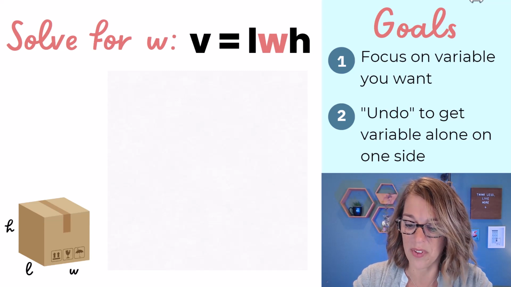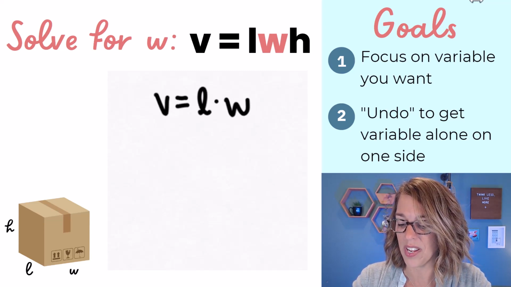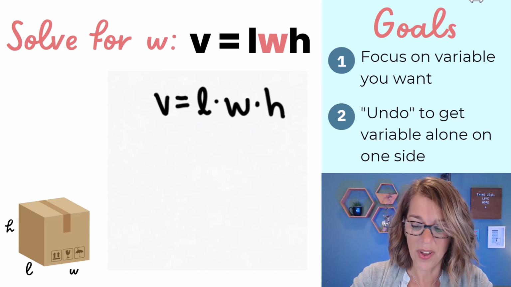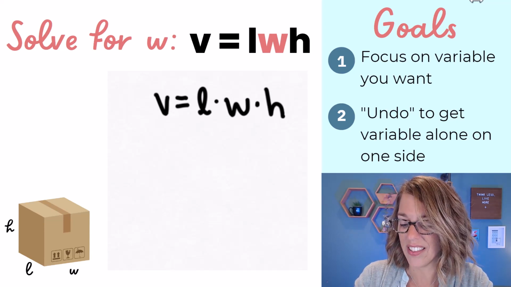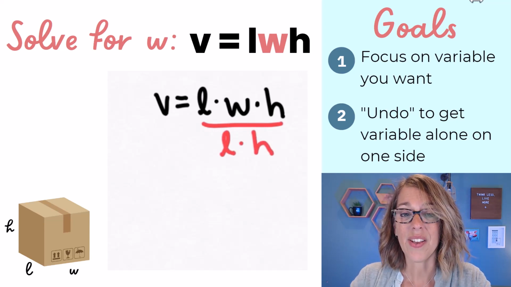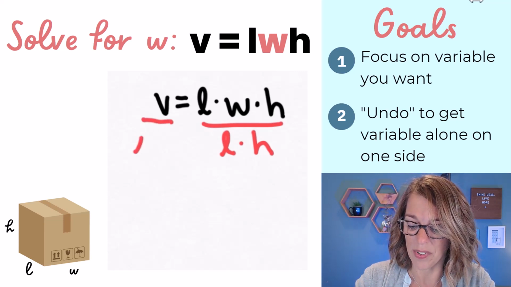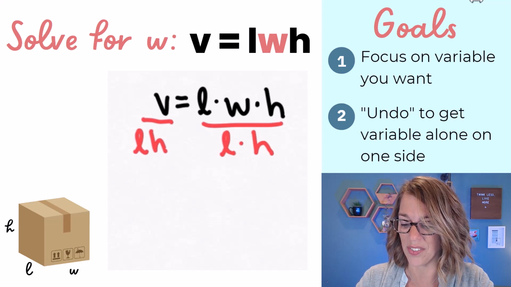Okay, so here we go. We've got volume is equal to length times width times height. Let's go ahead and divide off the length and the height. So I'm going to divide off the length, and I can go ahead and multiply this and divide off the height. But whatever I do to one side, I need to do to the other. So I'm going to do that to the other side as well.